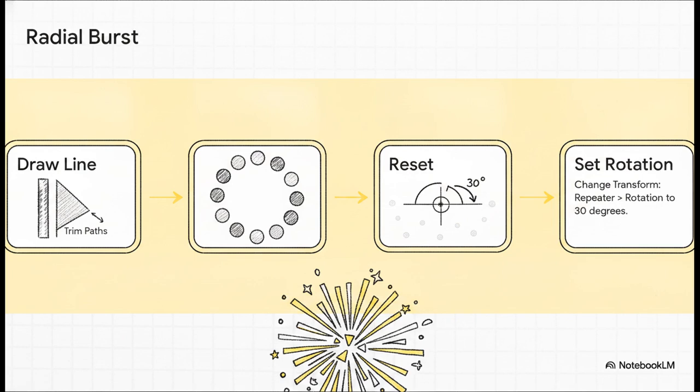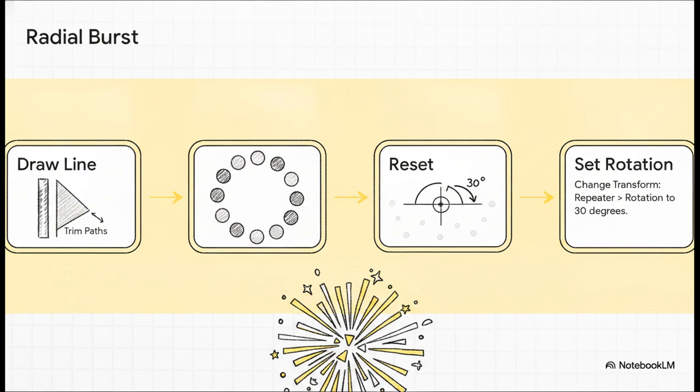Let's build a classic radial burst. You know, the kind you see in fireworks or slick high-tech UIs. The workflow is seamless. First, you draw a thin vertical line and give it a quick trim paths reveal. Second, you toss on a repeater and bump the copies up to 12. Third, you reset the repeater's position transform. Lastly, you set the repeater's rotation to 30 degrees.